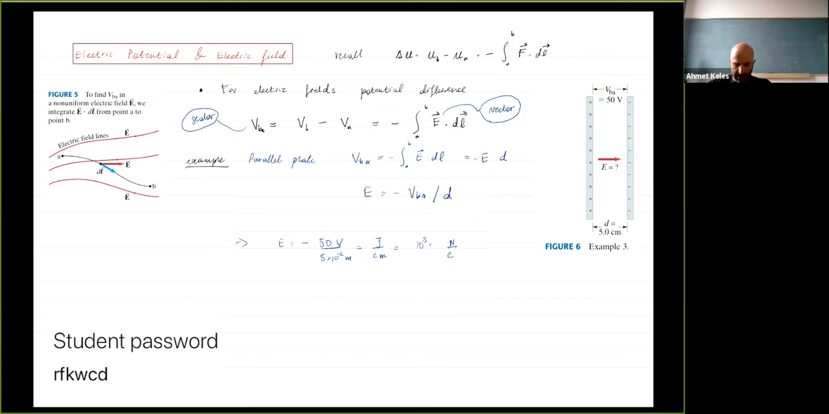So here is an example from your book. If you have a parallel plate with the applied potential being 50 volts, and the question is, what is the electric field? You can basically put in the numbers: the distance is 5 centimeters, the voltage difference is 50. E is equal to 50 divided by 5 centimeters. And if you work it out, it's something like 10 to the 3 Newton per Coulomb.